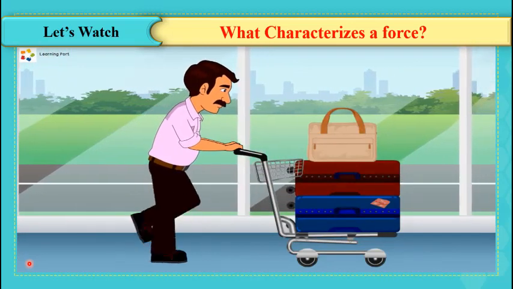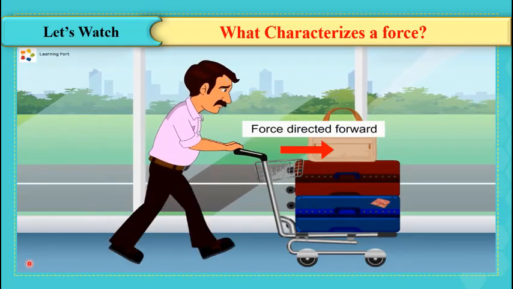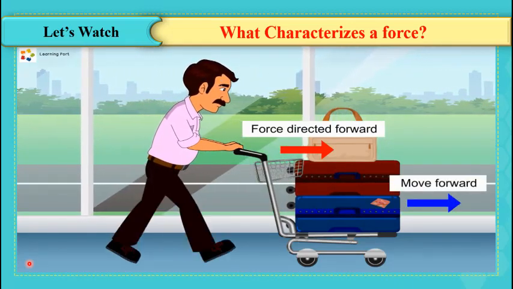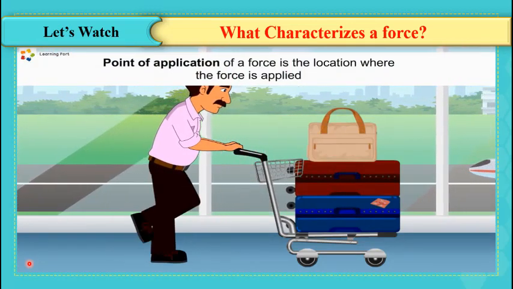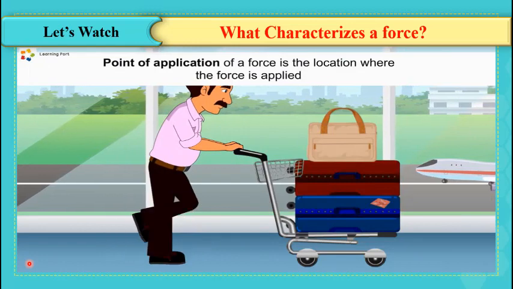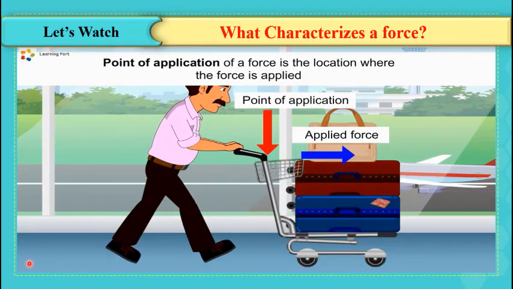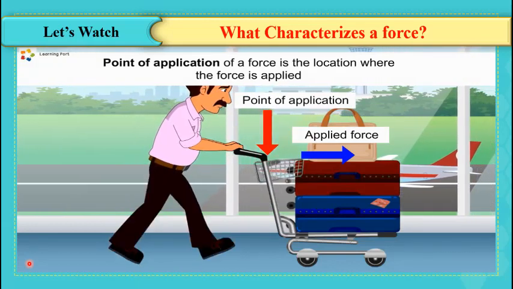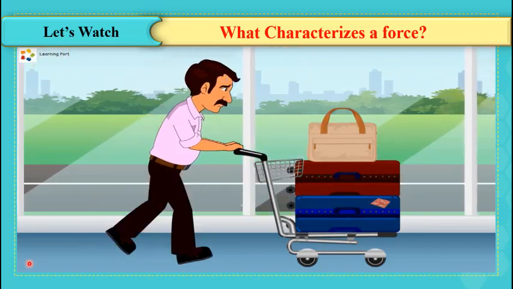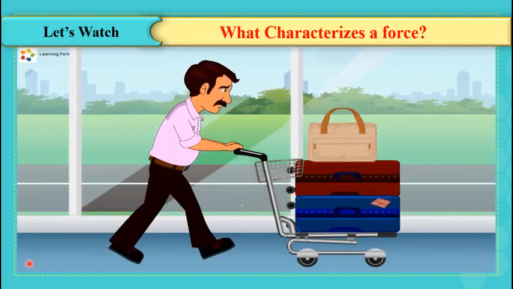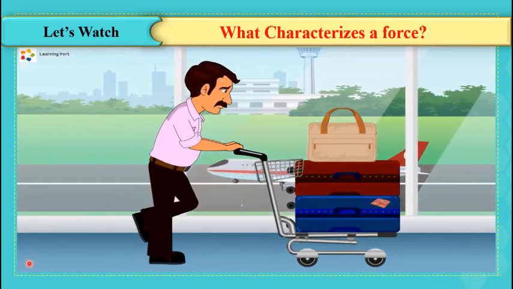Once the suitcase is placed in the trolley, the man then applies a force directed towards the front, and the trolley moves forward. For a force, the point of application is the location where the force is applied. For the force applied by the man pushing the trolley, the point of application is on the handles of the trolley. This man is about to miss his flight. He better increase the magnitude of the force he is applying to the trolley and get to his gate quickly.